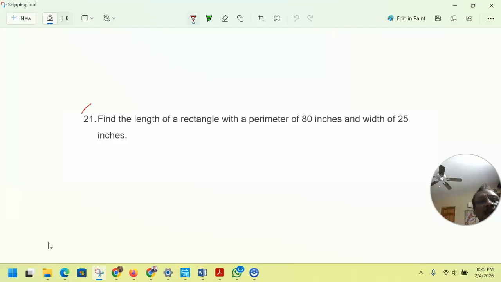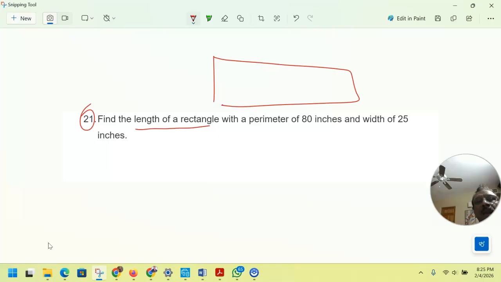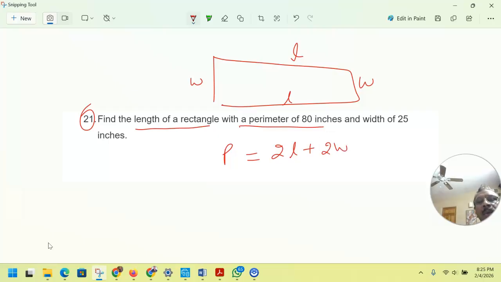This is in geometry, number 21. The length of a rectangle is given. So this is a rectangle. Find the length. So this is L. If this is L, this also L. This is width, this also is width. The perimeter is 2 lengths should be added plus 2 width. Okay, now the perimeter all around is given to you, which is 80 inches.